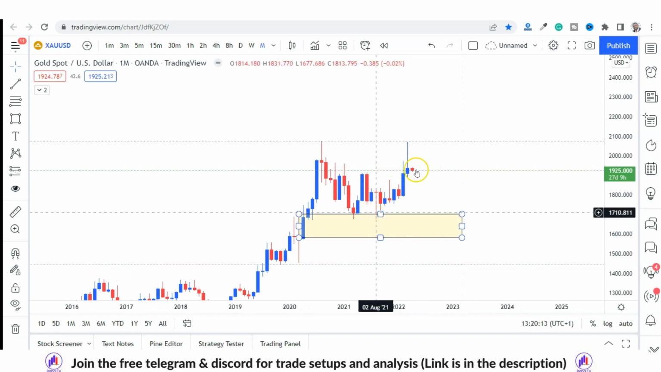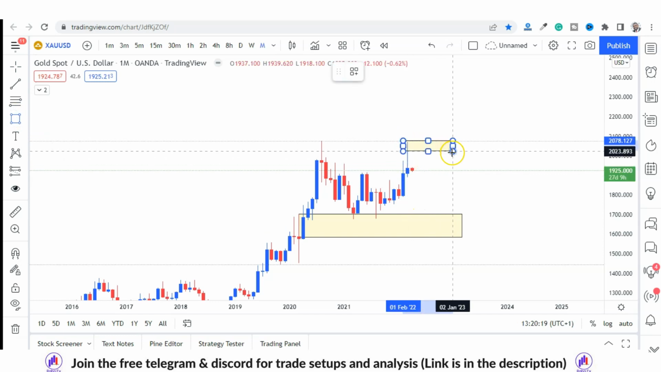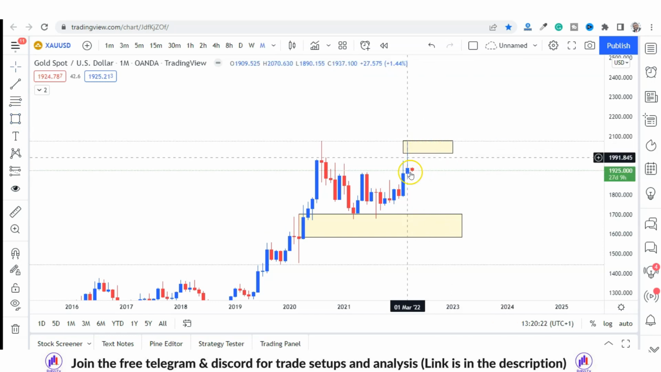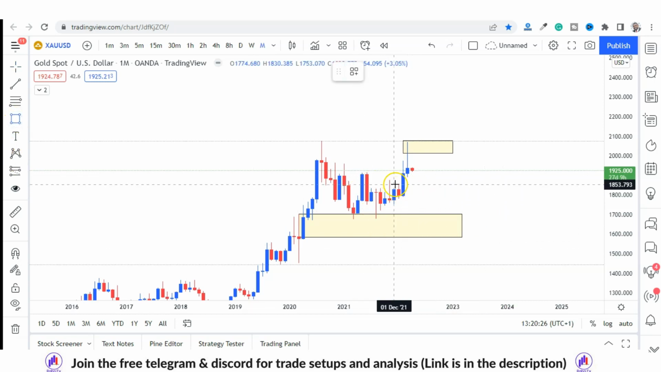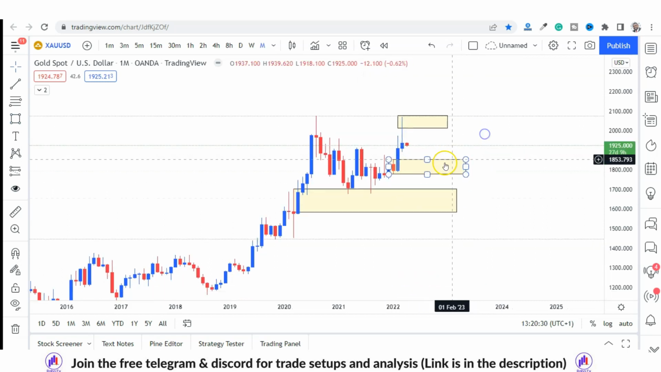Yeah. But it failed to break structure. Okay. Supply was reintroduced here, indicating a shift in order flow. And where is it going to fill up this fair value gap?